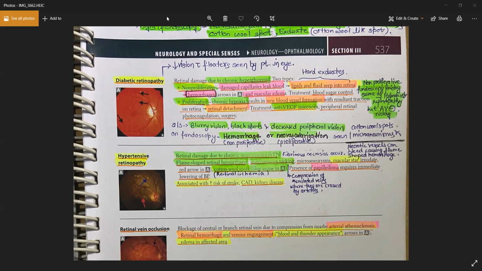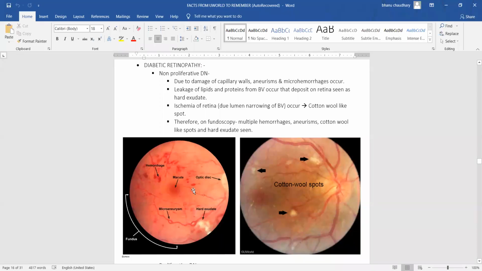So let's discuss what changes you will get again. First is non-proliferative diabetic retinopathy, in which you have damage of the capillary walls. Aneurysms will be seen, and you will have microhemorrhages, because of the deposition of these glycosylated products, you will have damage of the capillary walls, and that will make them very weak. As a result, you will have the aneurysms, you will have the rupture of these vessels. Leakage of the lipids and the proteins from the blood vessels will happen, and that will deposit on the retina and be seen as the hard exudates.